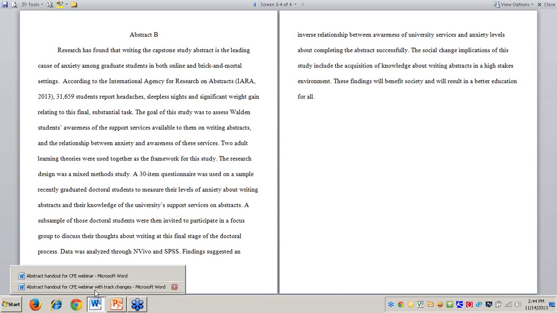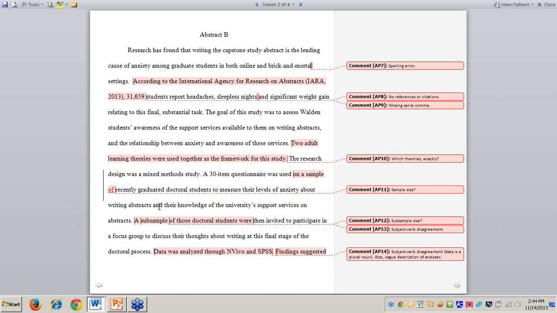But I'll pull up my version of abstract B with some comments that I've included to note some of the major errors that I'm seeing. So right away you'll see that there's an indent in this abstract, which is a no-no. There should be no indent in Walden abstracts. It should be one paragraph that is flush all the way to the left side of the margin.